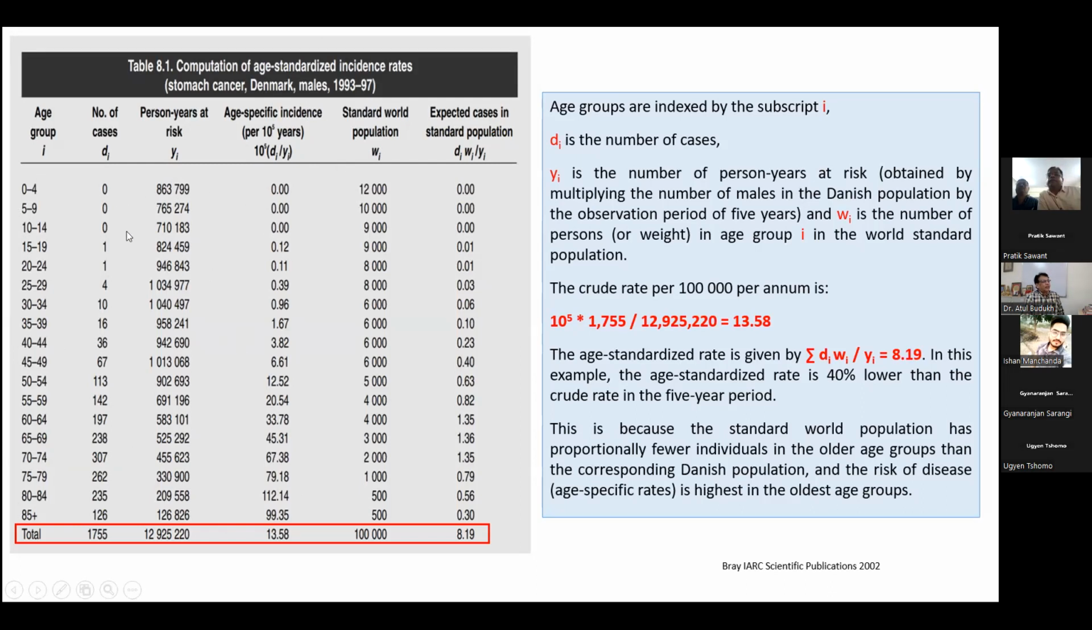So Indonesia team, can you explain to me how this 1.67 has come here? Indonesia team.